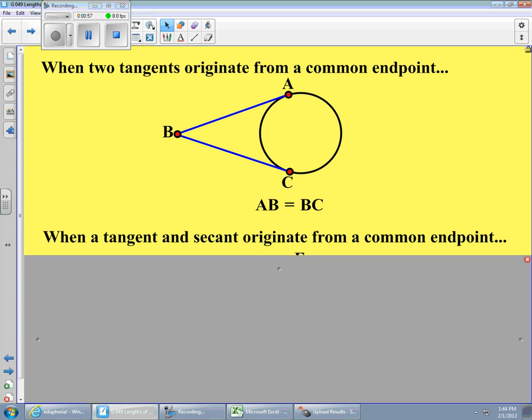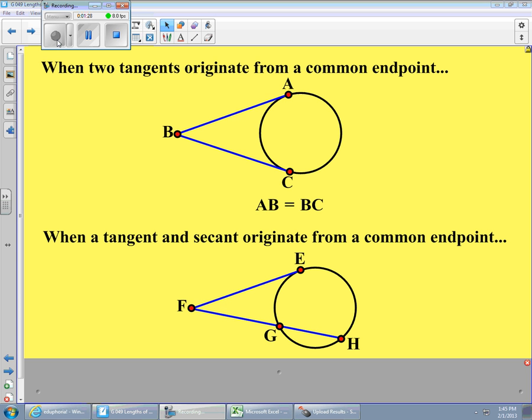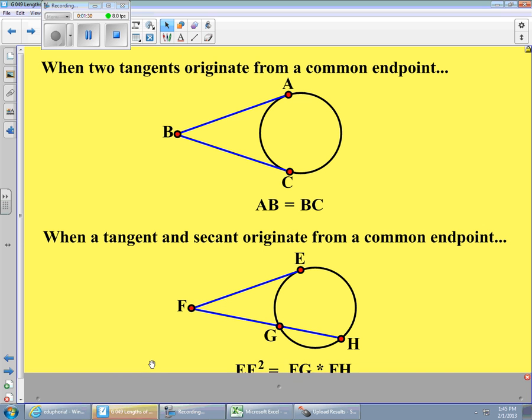When secants get involved, it changes the game a little bit. So the first really new situation that we're looking at is when a tangent and a secant originate from a common endpoint. There's going to be a rule, a formula that dictates how these lengths are related to each other. And here's basically how the rule goes.